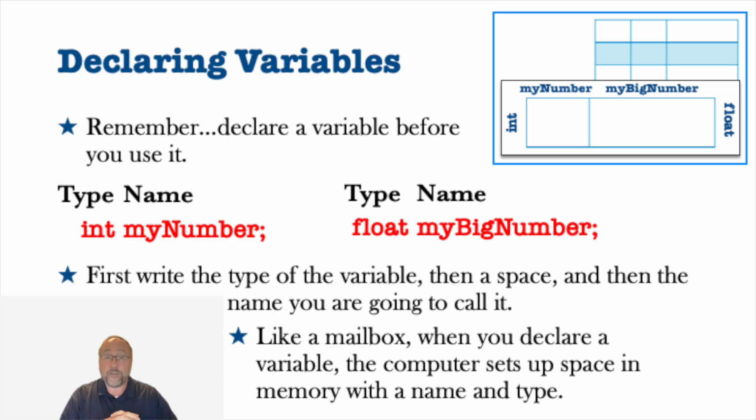The first thing we have to do before we can use a variable is declare it. Declaring it is a way for the computer to set up that mailbox in memory so we can use it later. I have to tell it what the type is, followed by a space, followed by the name of the variable that I want to call it. So int space myNumber, semicolon. Or float space myBigNumber, semicolon.